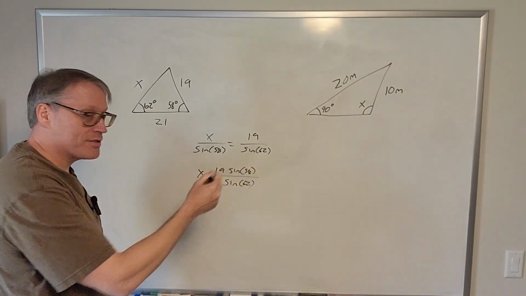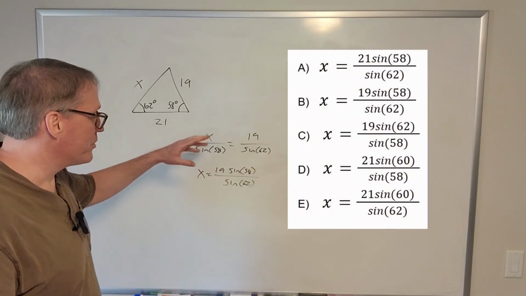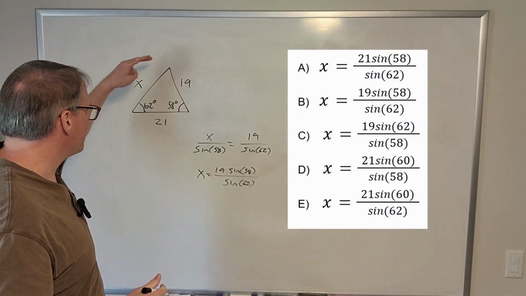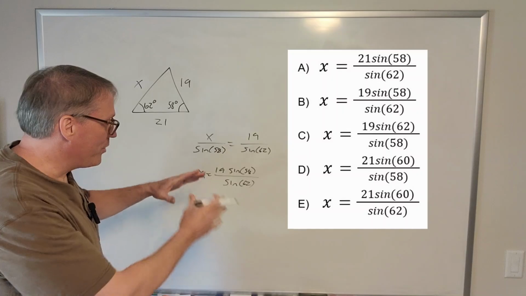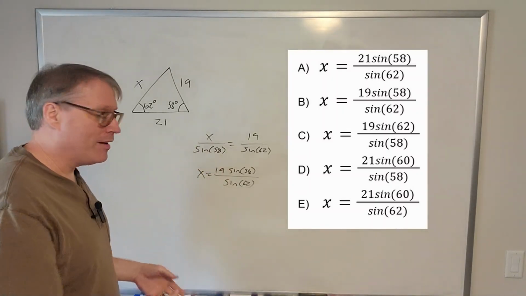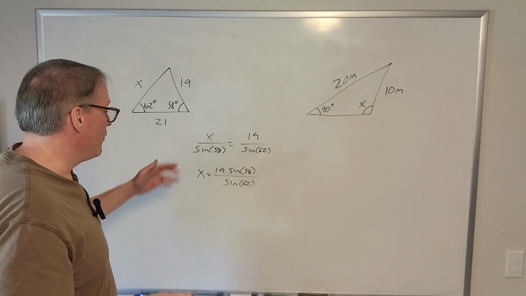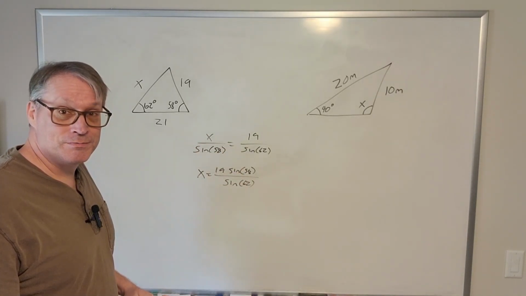usually they just want you to set it up, or they'll give you a whole list: A is this, B is this, C is this. They'll give you a bunch of sines of 62, 58 on top and bottom, and maybe whatever the other angle is here, what would that be, 60? They give you one of 60 in there, and they would just give you a bunch of different variations and say, pick the one that actually represents x. So if you can set it up correctly, you can get the answer.